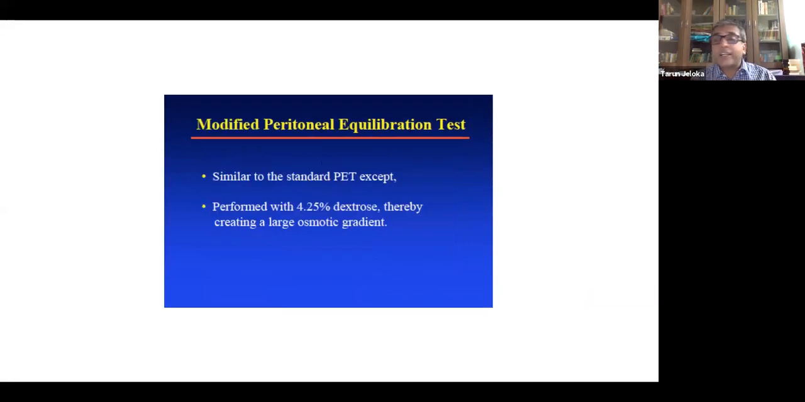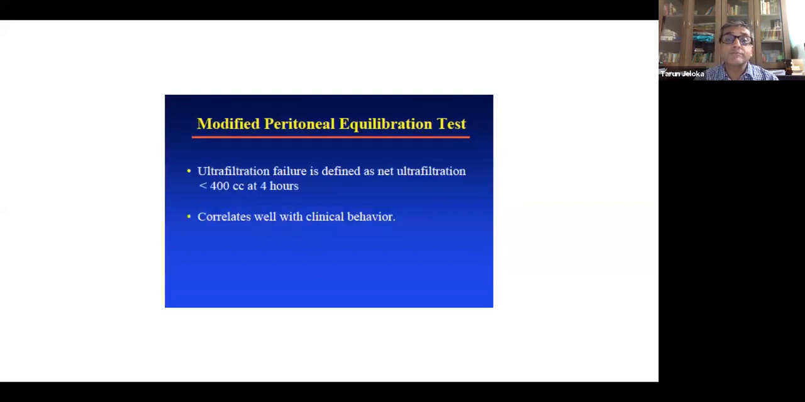Now, this was a standard peritoneal equilibration test, PET test. Now, there is something called modified PET test. The procedure is the same. The only difference is instead of 2.5%, you put in 4.25% dextrose. You give a larger osmotic gradient, and in this, ultrafiltration is obviously expected to be higher.